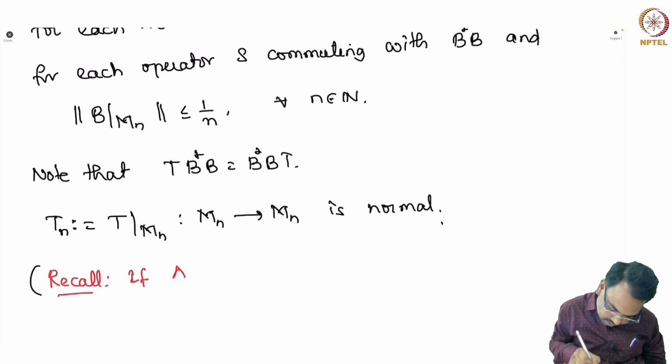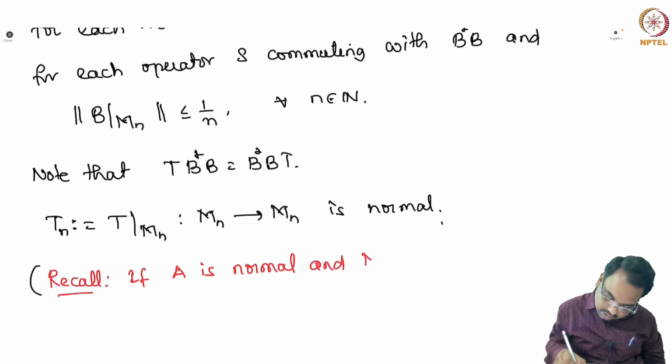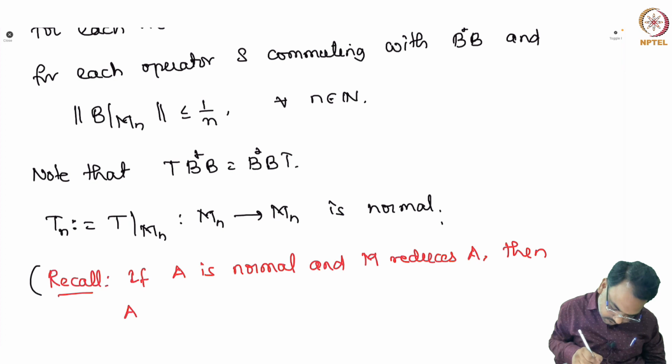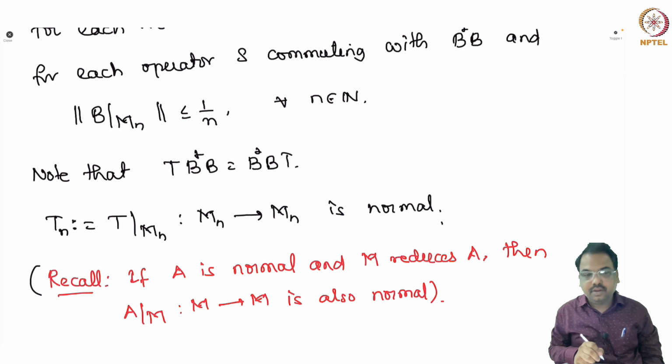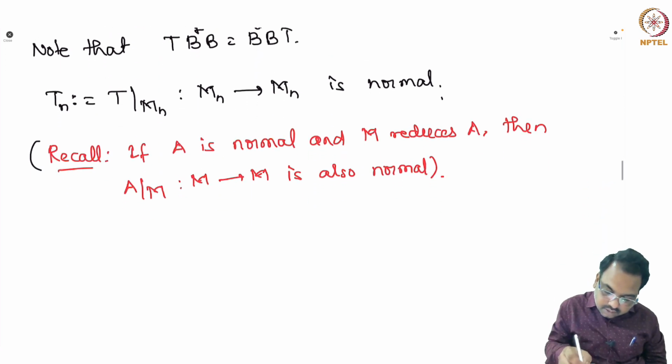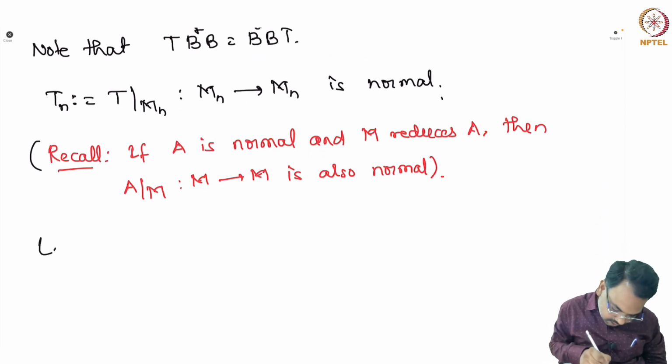If A is normal and M reduces A, then we can say that A restricted to M, which is a map from M to M, is also normal. Okay. Now let us take lambda_n from the spectrum of T_n.